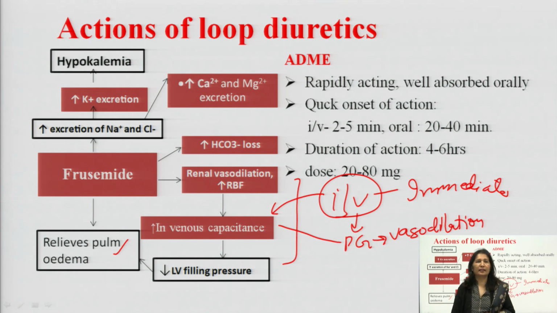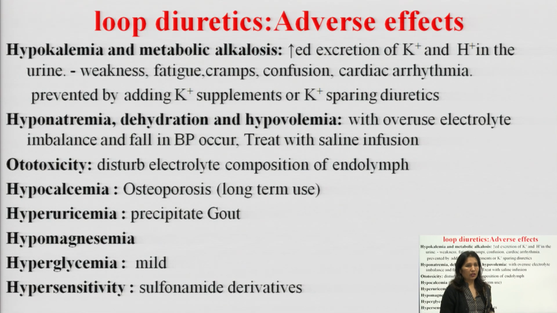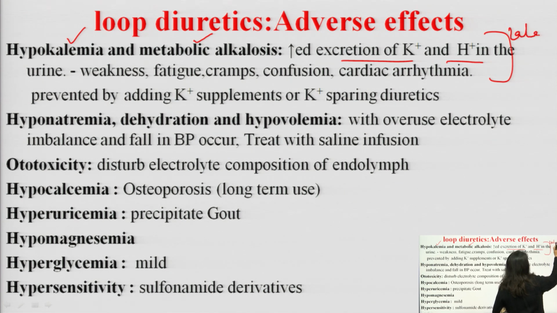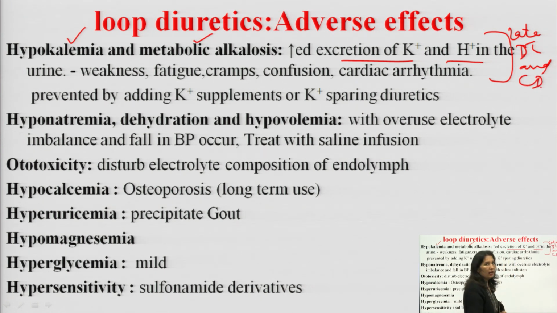Pharmacokinetics: these are rapidly acting, well absorbed orally, with quick onset of action. Intravenously they act in 2 to 5 minutes and orally they act in 20 to 40 minutes. So, adverse effects, they are very important adverse effects. They cause hypokalemia because of increased excretion of hydrogen ion and increased excretion of potassium ion, and increased excretion of hydrogen ion results in metabolic alkalosis at the late DT and collecting duct in exchange for potassium.